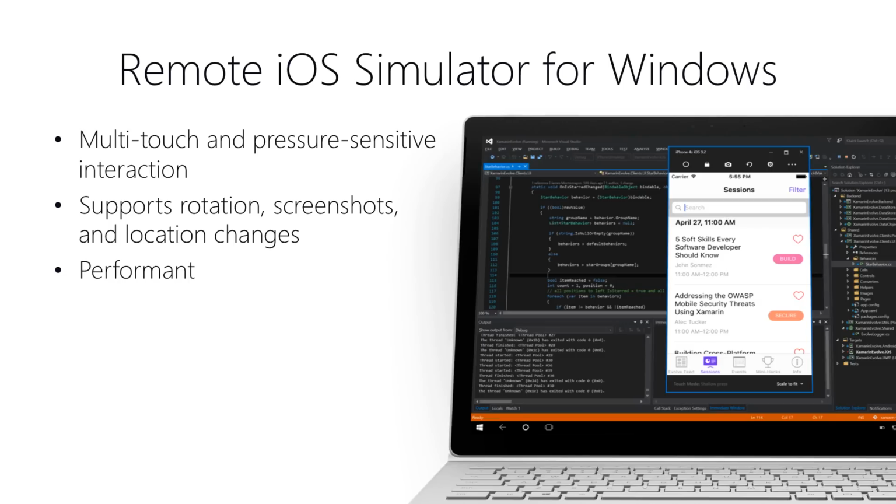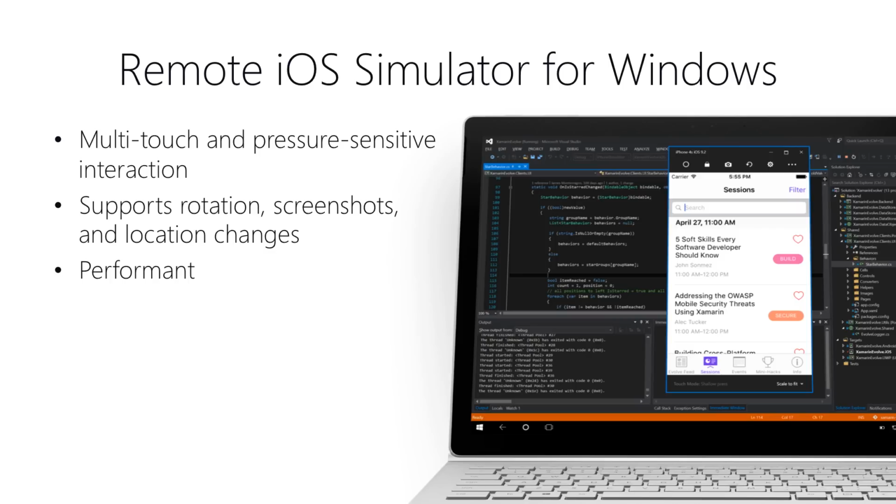Now, to use the remote iOS simulator, you're going to need to make sure that your Visual Studio has at least connected once to your Mac just before starting the remote iOS simulator. Then you're going to set your iOS application as the startup project, select a simulator from the drop-down configuration options, and launch your application.